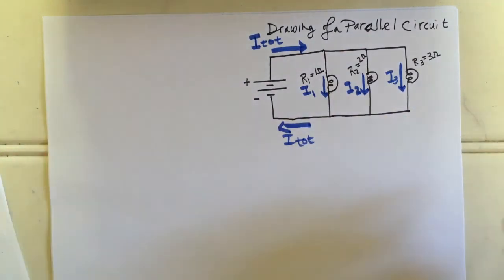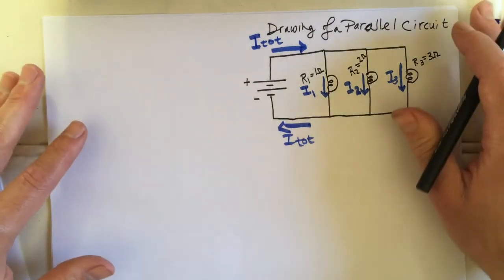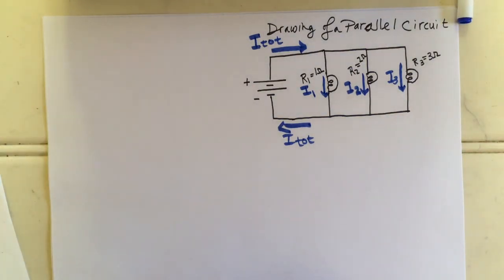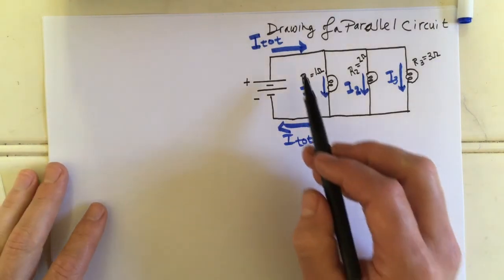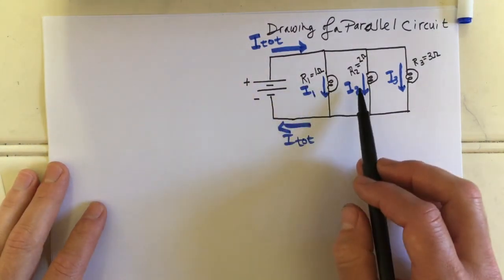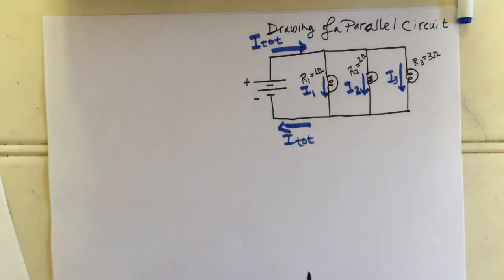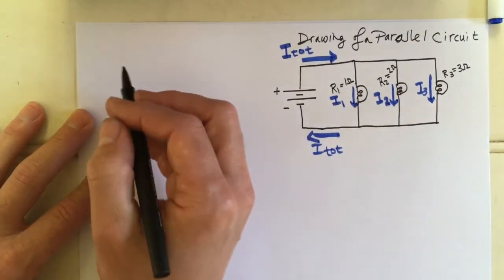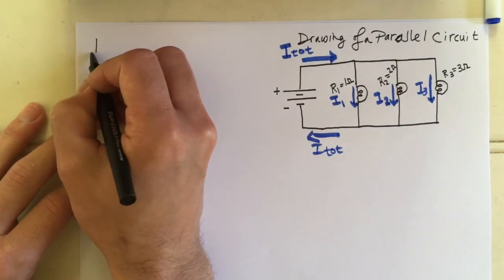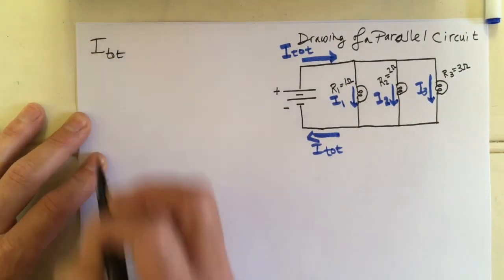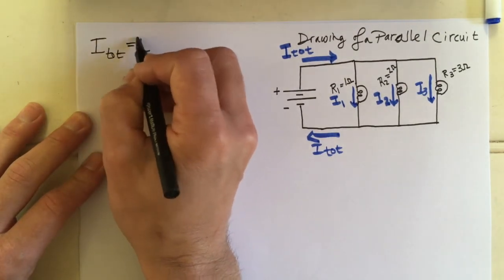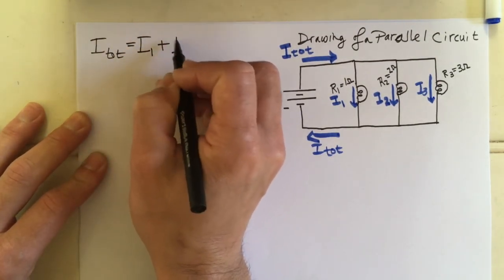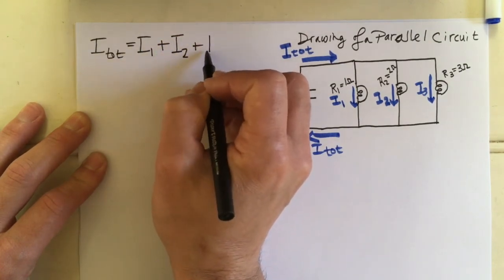All right, so I think we're starting to get at some of the rules here already. Let's start with that rule right there, that I total has to be equal to I1 plus I2 plus I3. And this is based on conservation of charge and Kirchhoff's junction law. So let's go ahead and write that down. I total equals I1 plus I2 plus I3.